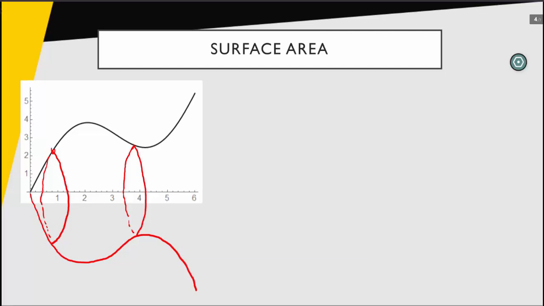So I don't know how to do this. So what could I do? I would cut a slice of this surface area out. Here's me cutting a slice. I try to approximate the surface area of my slice.